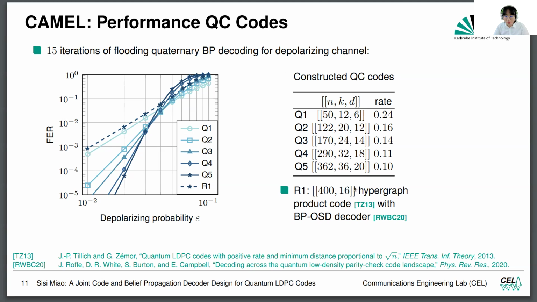For example, we take the curve from the paper by Roffe, and we look at this 416 hypergraph product code, which is decoded with high complexity BP concatenated with ordered statistics decoding post-processing. We see that the parameters are comparable to Q5 with even lower rate, but you can see that our Q5 code is much better than R1, because hypergraph product codes are not so good with BP decoding.